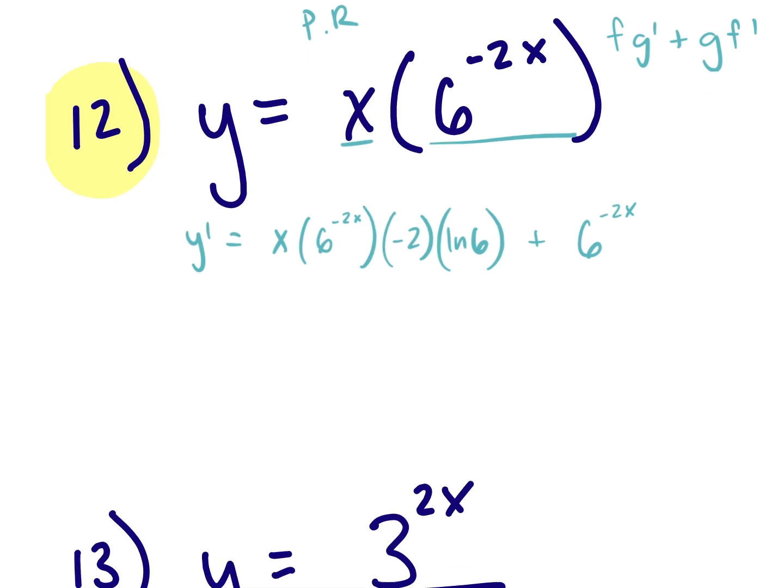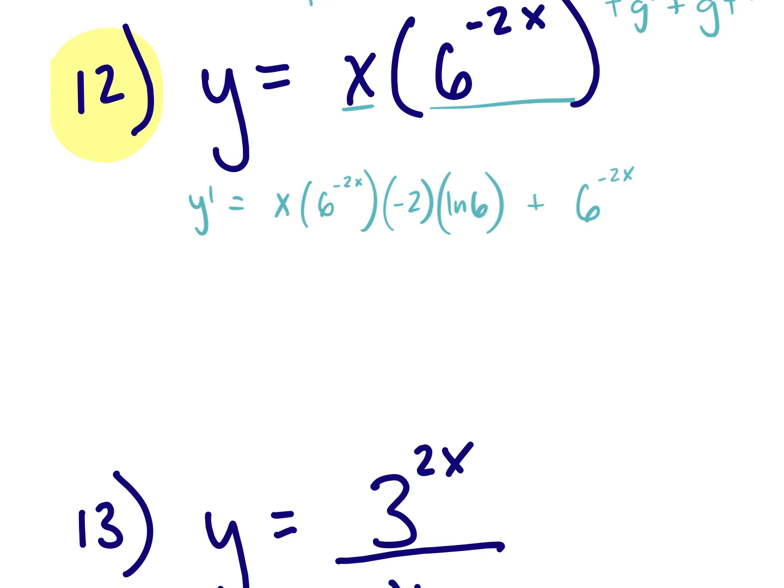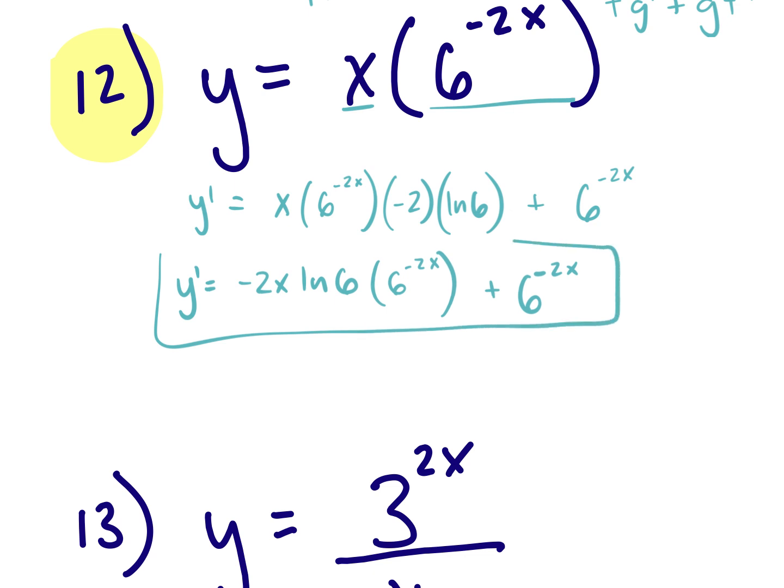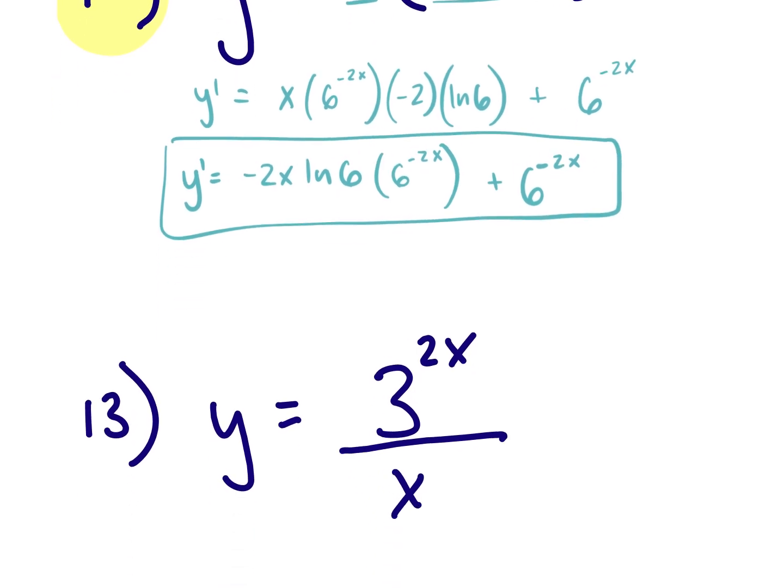So we could write this a little bit neater. We've got negative 2x times the ln of 6 times 6 to the power of negative 2x plus 6 to the power of negative 2x. If you want to take out 6 to the power of negative 2x as your GCF, you can. You don't have to, but if you want to. If we did, our answer would look like this. 6 to the power of negative 2x times negative 2x times the ln of 6 plus 1.